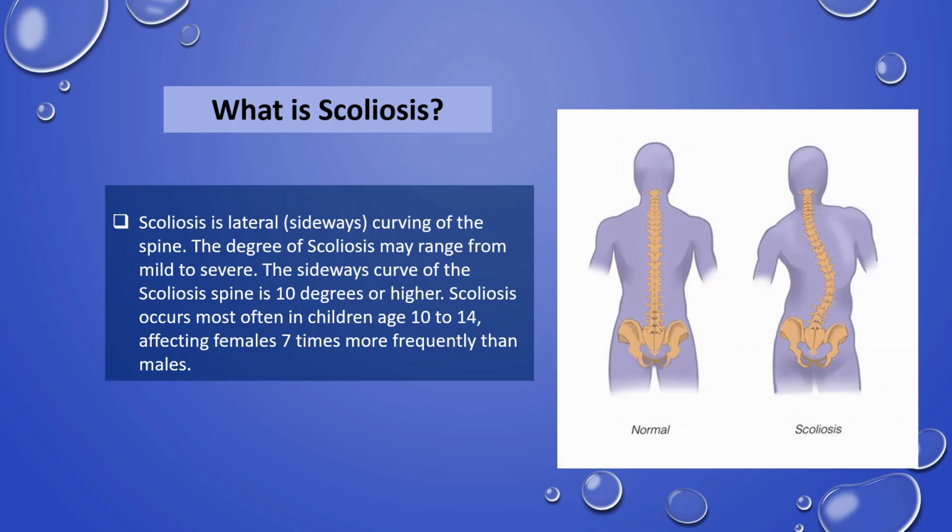What is scoliosis? Scoliosis is lateral curving of the spine. The degree of scoliosis may range from mild to severe. The sideways curve of the scoliosis spine is 10 degrees or higher. Scoliosis occurs most often in children aged 10 to 14, affecting females 7 times more frequently than males.